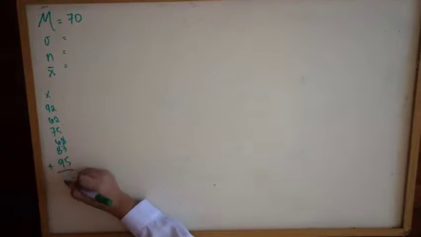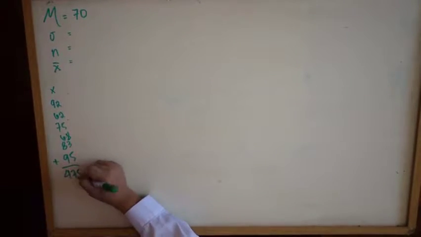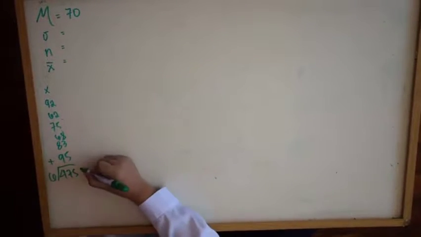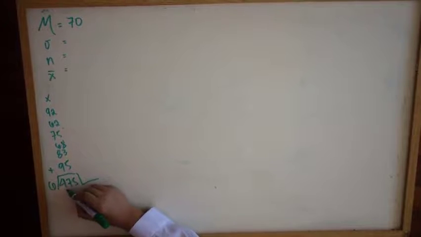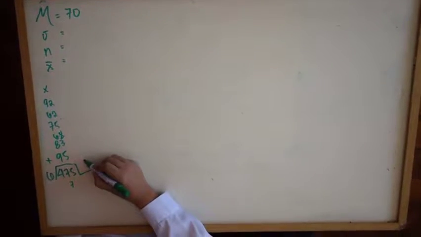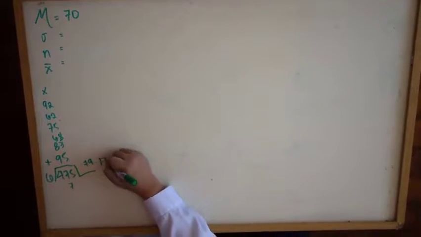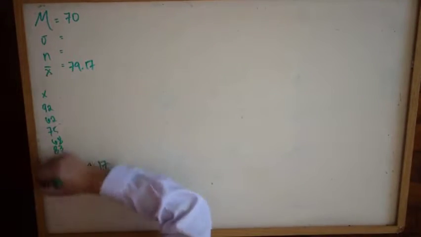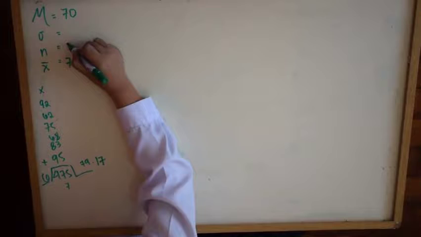We add them all together and we get 475, and divide it by the sample size, which is 6. So we will get the answer of 79.17. That will be our sample mean. So our mean will be 79.17 and the sample size is 6.